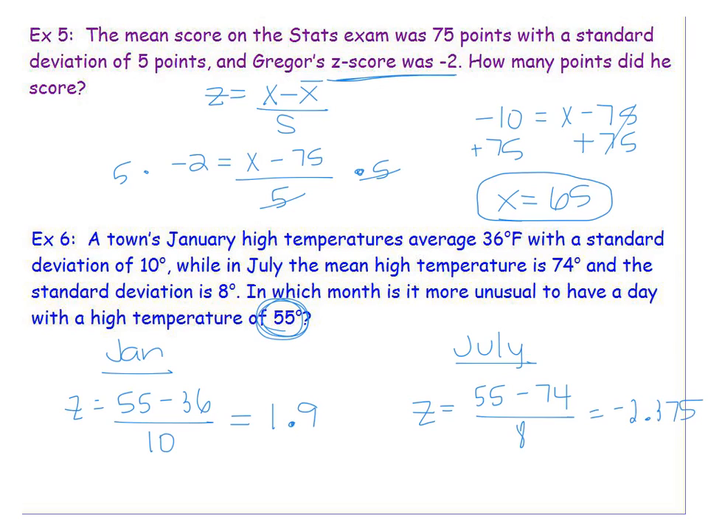-2.375. So which day would it be more unusual? Remember, we talked about z-scores. Unusual means further from 0. So the number that is further from 0 is your July month, because that is much further from 0 than 1.9. So July would be the month that it would be more unusual to have a high temperature of 55.